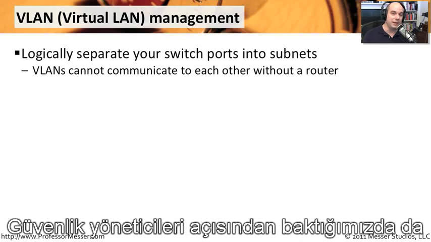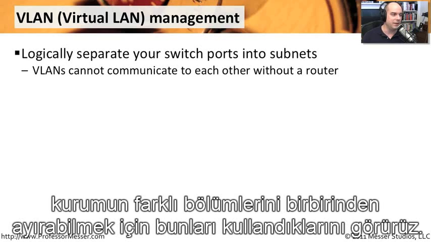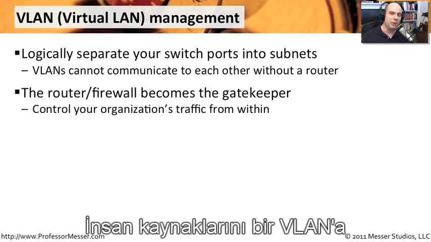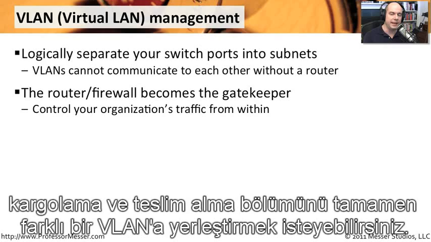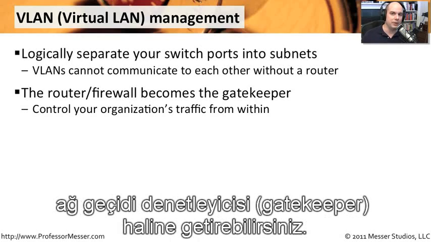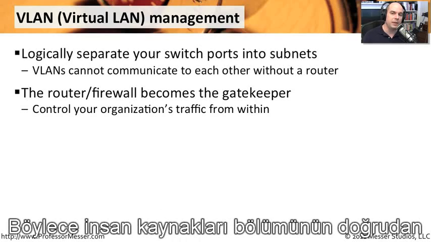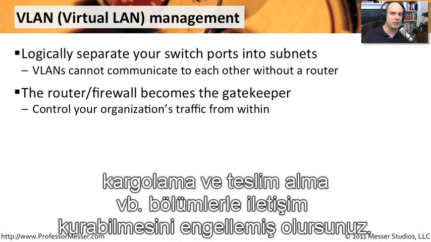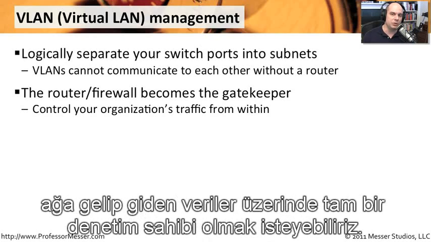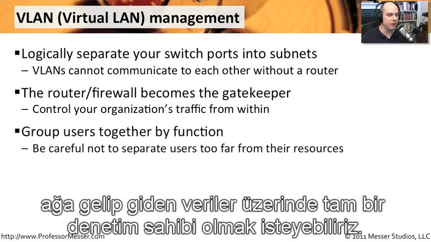From a networking perspective, we're usually doing this because we want to separate out things from an IP addressing perspective. From a security manager's or a security administrator's perspective, we're often doing this so that we can separate out different parts of the organization. You might want to put the HR department on one VLAN. You might want to put the shipping and receiving department on a completely different VLAN. So now you're allowing your firewall or your router, or your firewall that is acting as a router, to be the gatekeeper, to prevent the HR people from directly communicating to the folks in shipping and receiving and vice versa. There's maybe sensitive information on the HR servers, and that would give us yet another way to provide some control over the traffic going back and forth over our network.